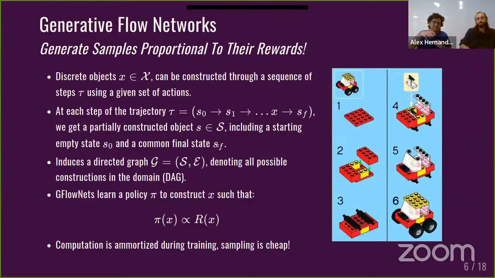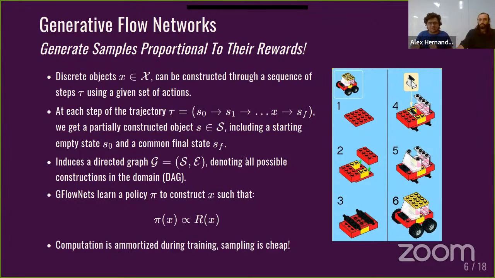Now, this process of constructing an object using a set of building blocks, with partial objects as intermediates, induces a directed graph where the set of nodes S is your state space of all the partial objects that you can construct. These objects are connected by edges when you can add a particular action to a partial object to reach another object S prime. So this graph will cover all the possible configurations that you can put together given your set of blocks.